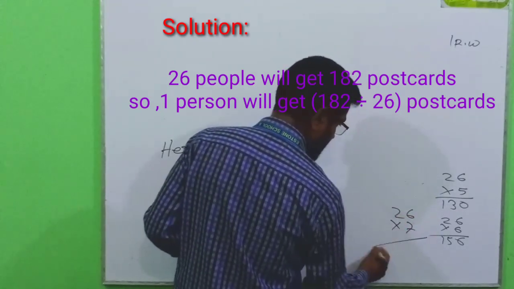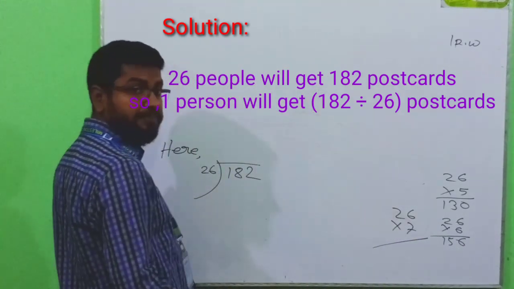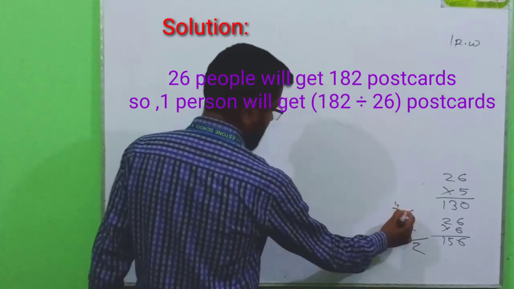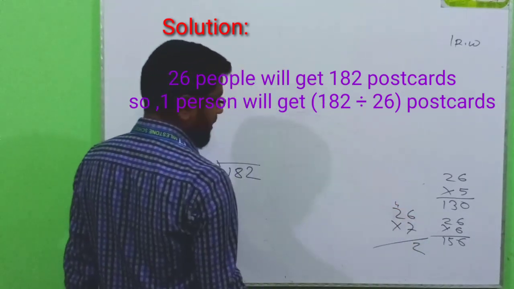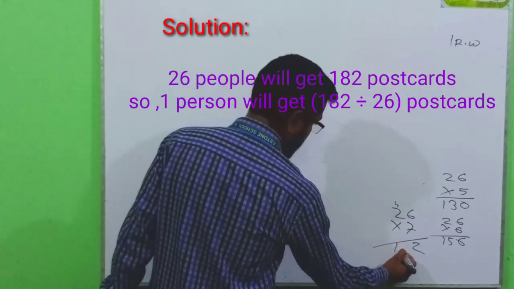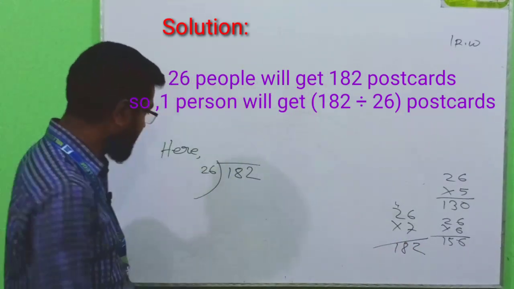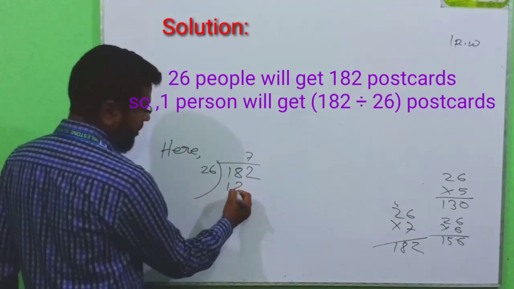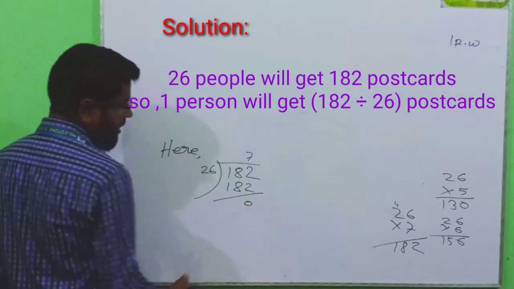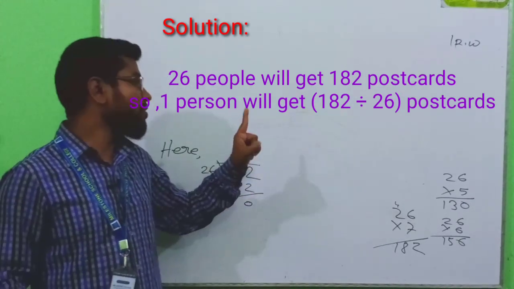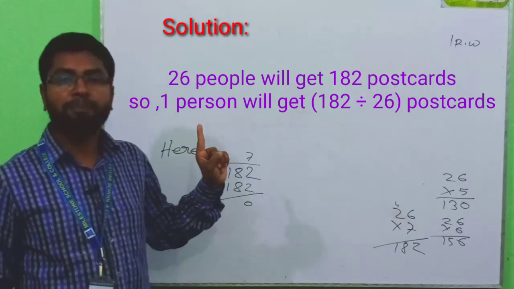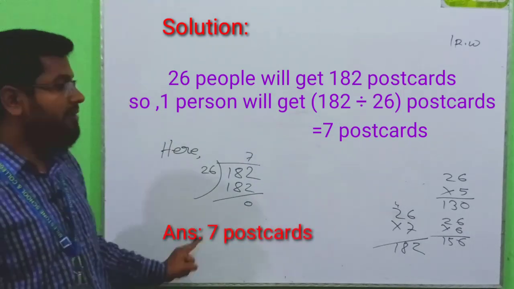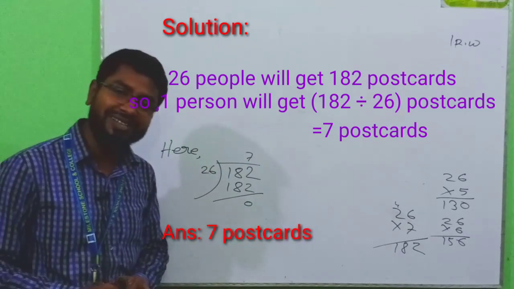26 multiply 7. 7 6s are 42. 4 is carrying. 7 2s are 14 and 4, yes, 18. 182, I got it. So what will be here? 7. Above the 2 we will write 7. So 182, yes, 0. I got 7. So each person will get 7 postcards. Answer: 7 postcards. Have you understood?